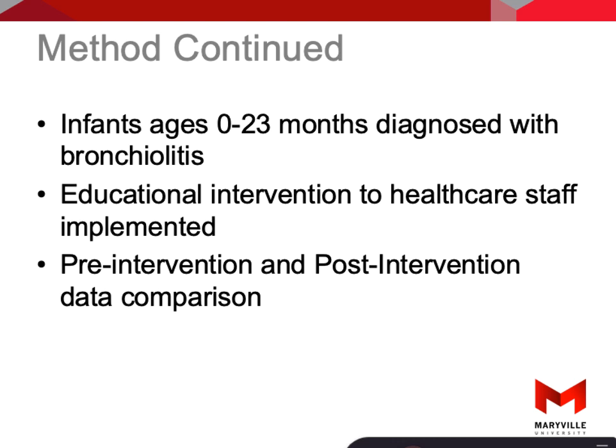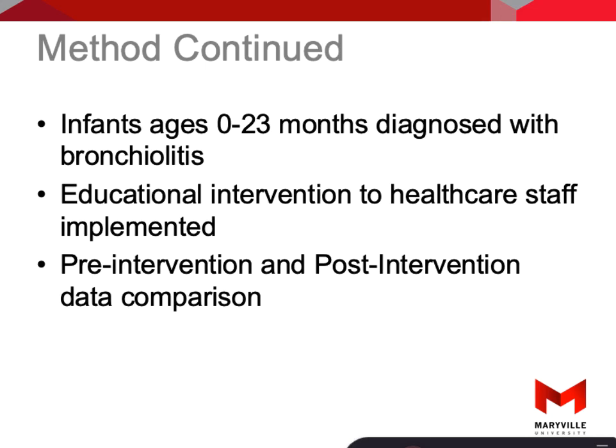Concurrently, a self-created pre-intervention survey was administered to the nursing staff. This was a 5-item multiple choice survey based on the American Academy of Pediatrics Bronchiolitis guidelines. The pre-intervention survey was filled out anonymously by the nursing staff and deposited into a lockbox in which the author, myself, was the sole owner of the key.